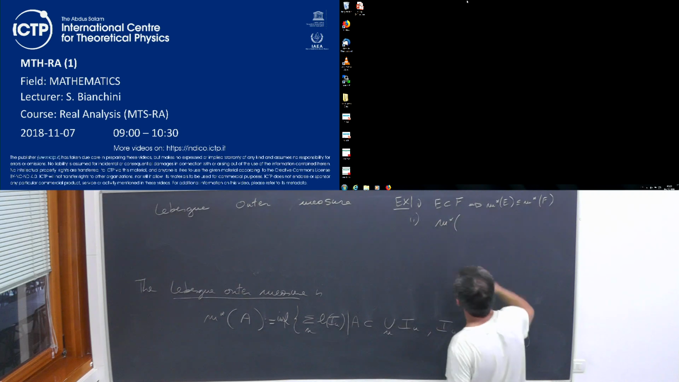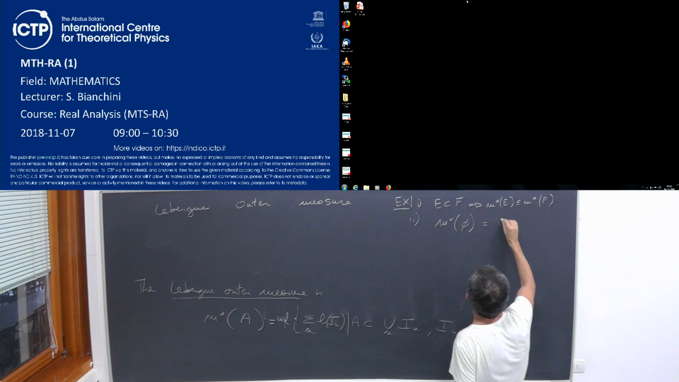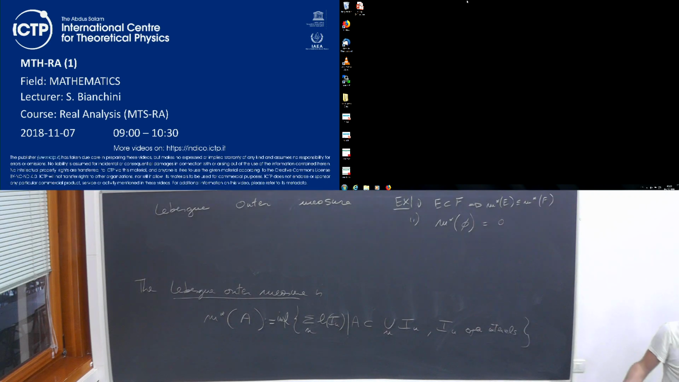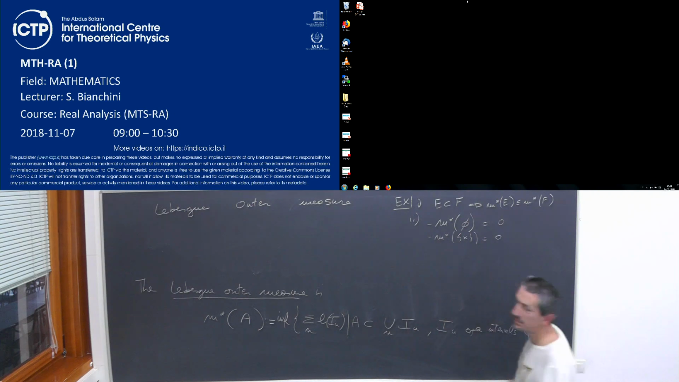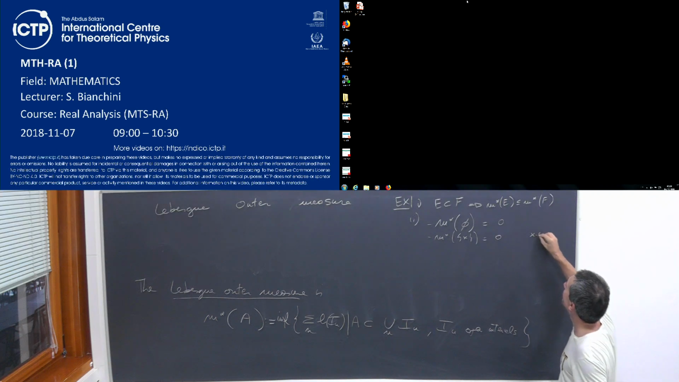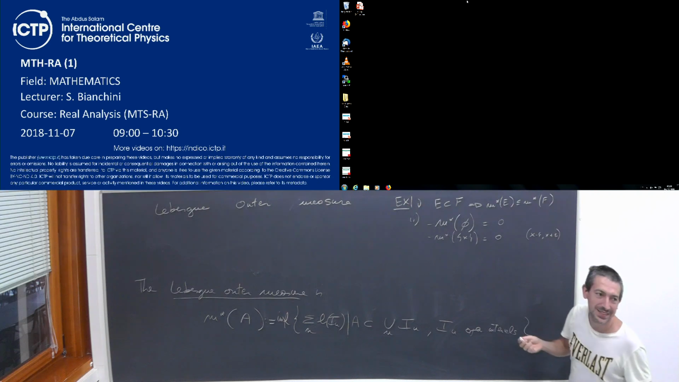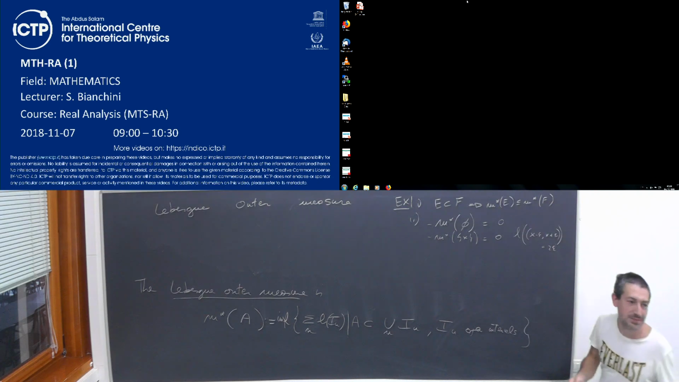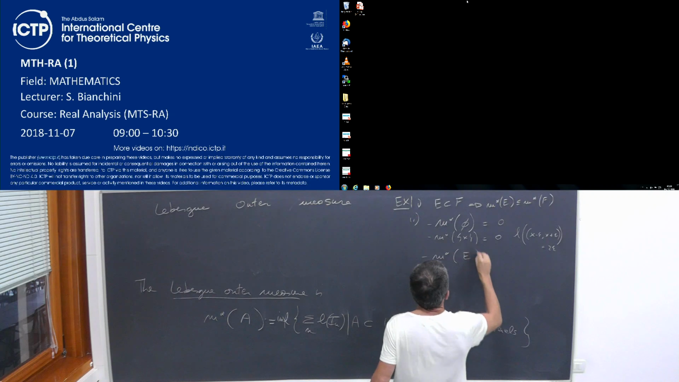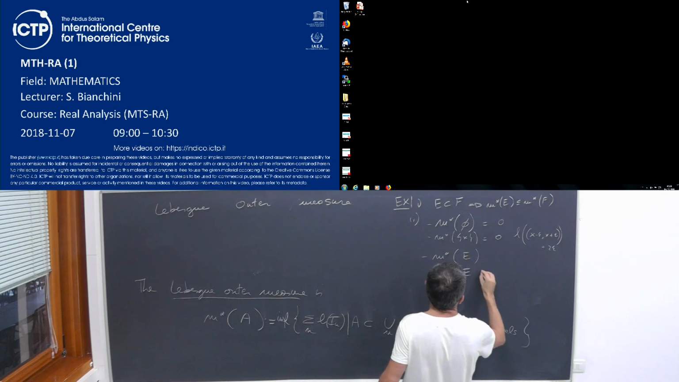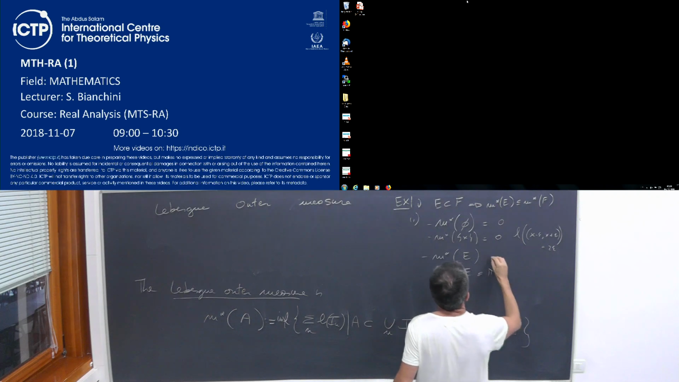M star of the empty set, from this definition, is equal to 0. Problems? No, just take intervals of any small length. M star of a single point is equal to 0. Just take an interval, x minus epsilon, x plus epsilon, so the length is 2 epsilon. M star of E, if E is countable, is 0.